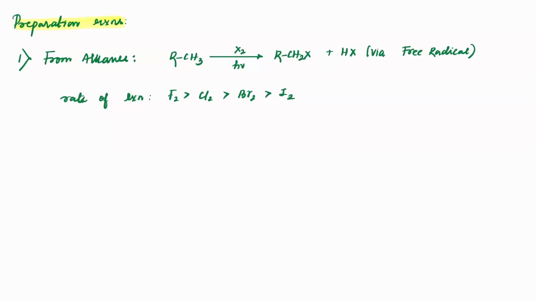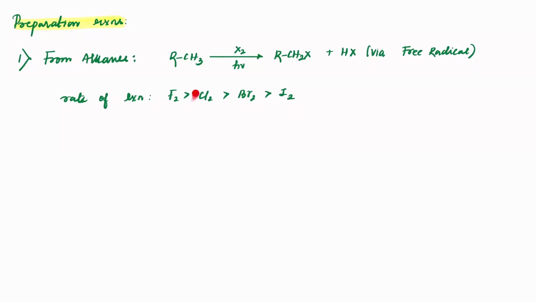I was trying to tell you that alkyl halides' preparation and chemical reactions are the two aspects which we will learn in this topic. First, we'll see preparation of alkyl halides right from alkanes. If you have alkanes like this, a generic reaction with X2 gives an alkyl halide plus HX. This usually happens via a free radical mechanism.